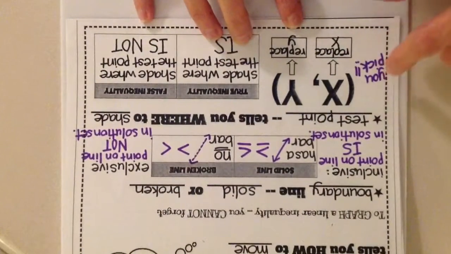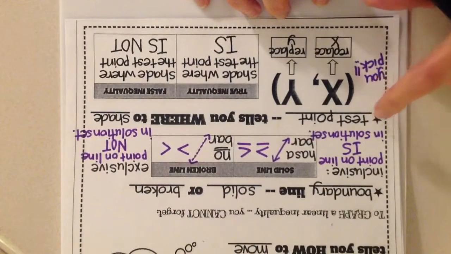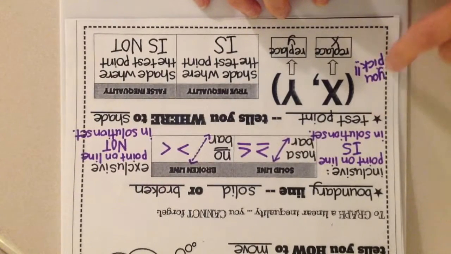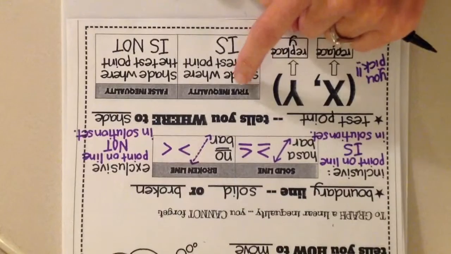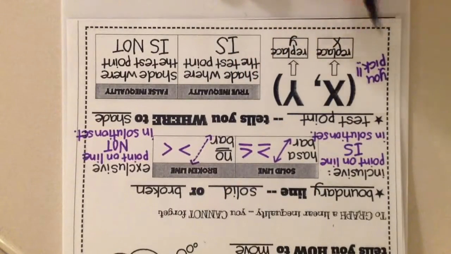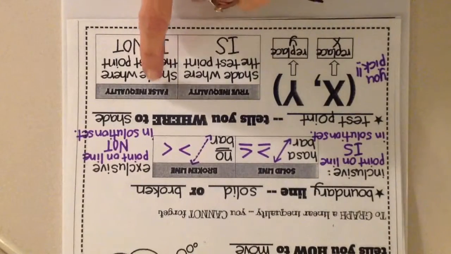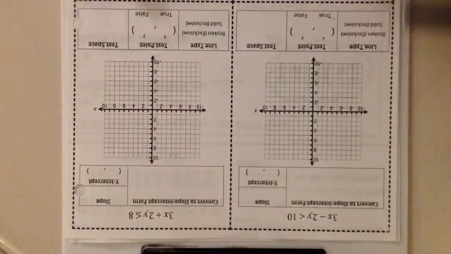So how do we know where to shade? Well, we're going to be using a test point to help us figure that out, because that's going to be telling us where to shade. We are going to pick our own test point, and we're going to replace x and y in our inequality, and if we get a true inequality, we are going to shade over the side of our line where the test point is. If our inequality is false, then we are going to shade on the other side of our broken or solid line. So let's look at some examples so that we can get a better idea of how this all works.